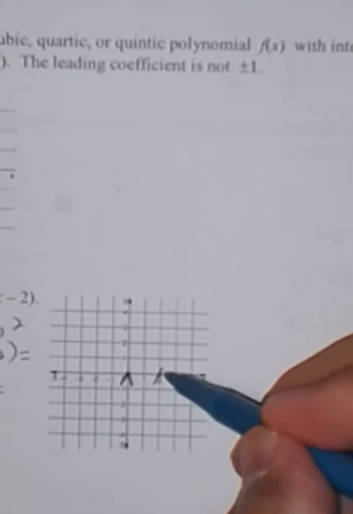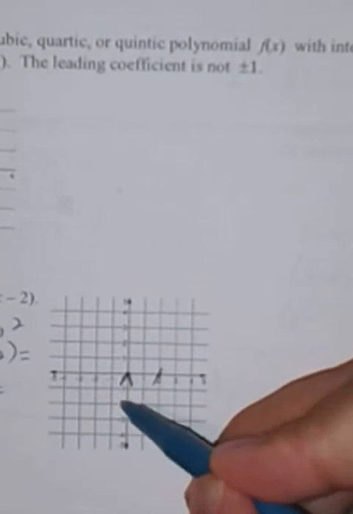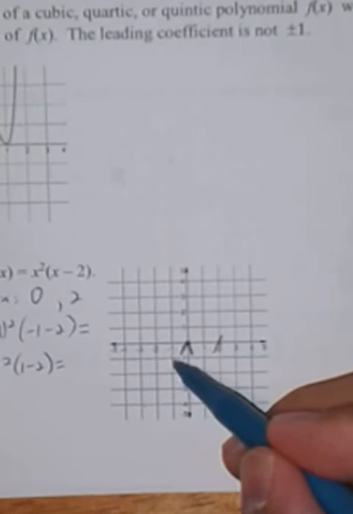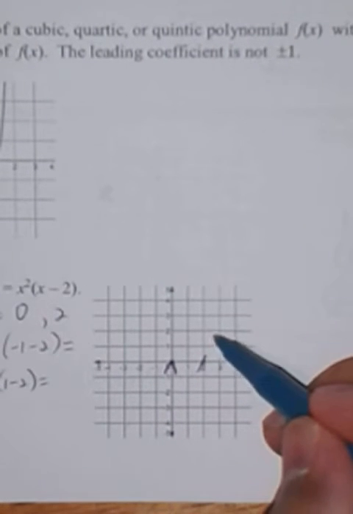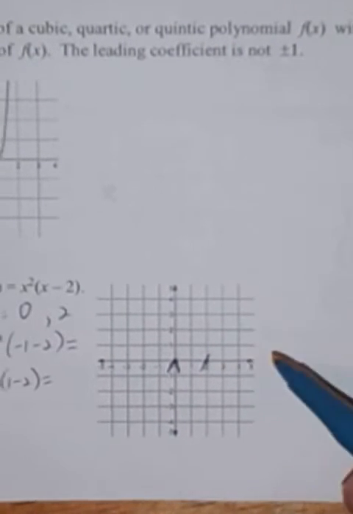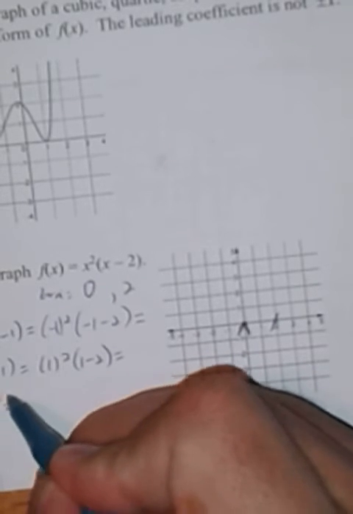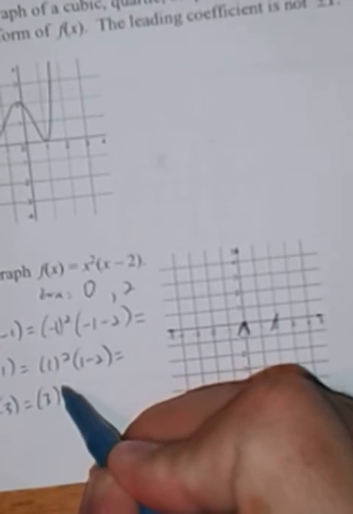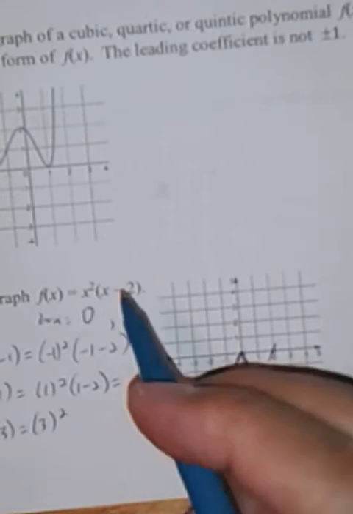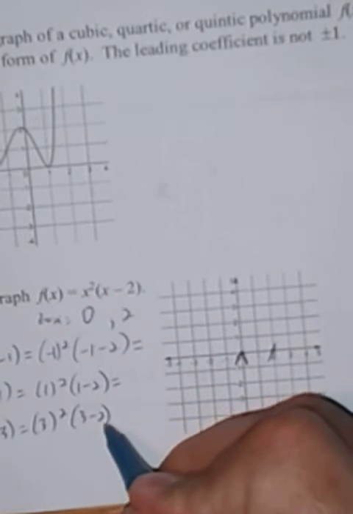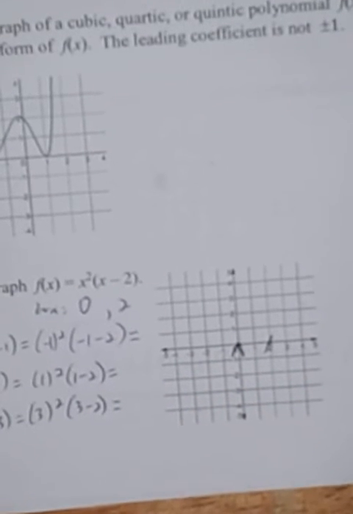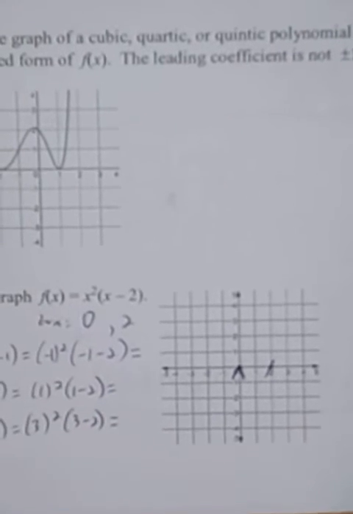And then past over here, I need to know how steep it is. Same thing over here. That's why I'm doing f of -1. And I'm going to find f of 3. So f of 3 equals 3 squared, because it's x squared, times 3 minus 2. And we'll finish that off in class, and we'll finish graphing this in class.